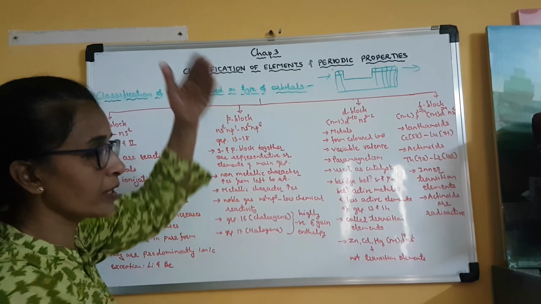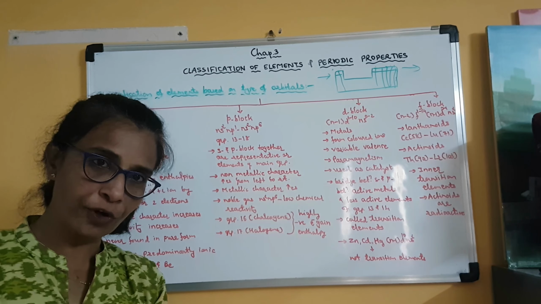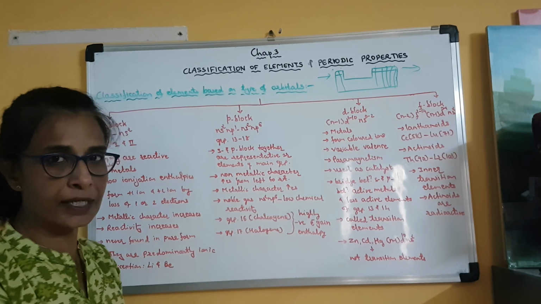So here also, whether it is group 13, group 14, or group 15, when we go from top to bottom of the group, metallic character will increase. But when we go across the period, from left to right, metallic character will decrease. It means non-metallic character will increase. Clear?